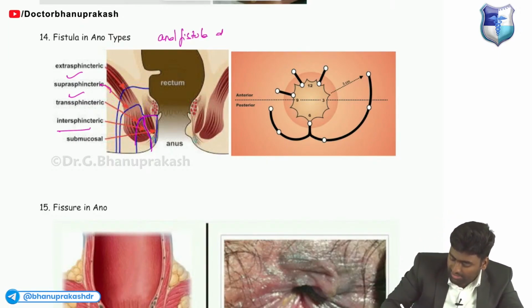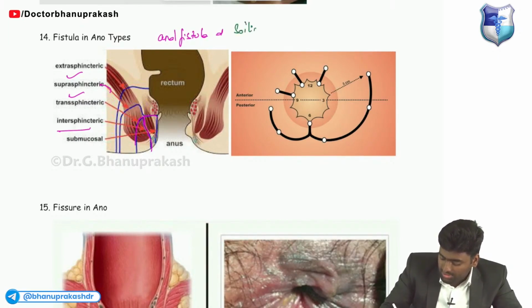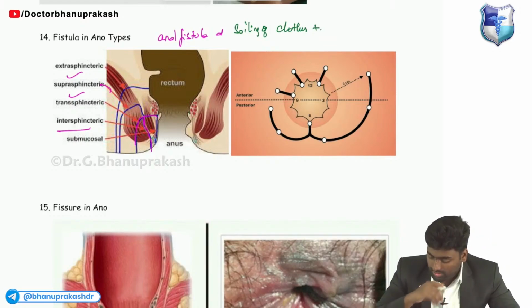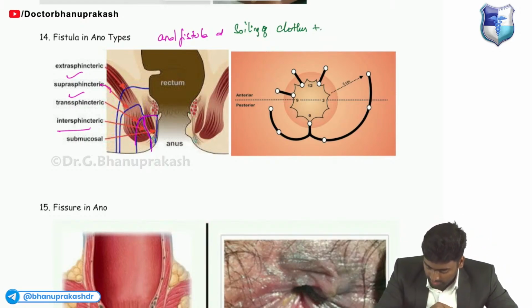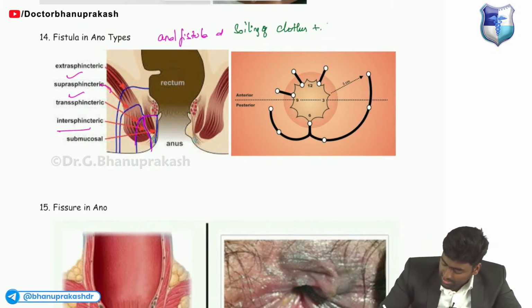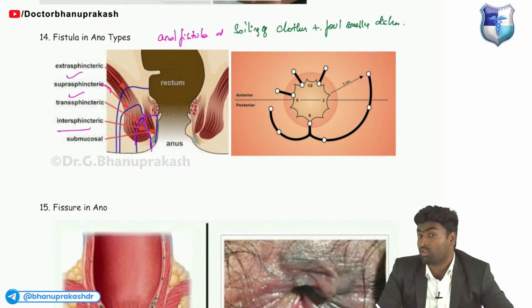And usually they will have complaints of soiling of clothes, and along with the soiling of clothes, what will they have? They will have discharge, foul smelling discharges. Okay, foul smelling discharges.